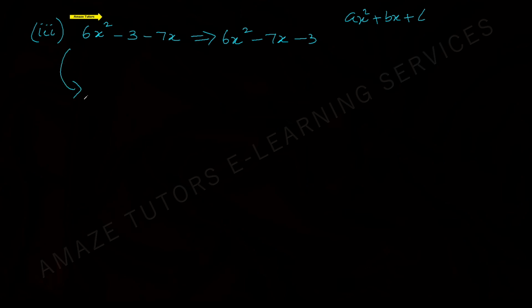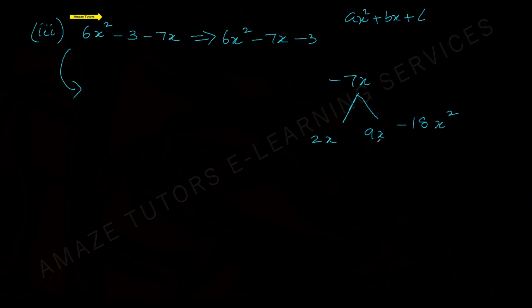Now factorize the given quadratic. Middle term is negative 7x. Find the two terms whose sum is negative 7x and whose product is negative 3 times 6, which is negative 18x squared. Now think about the possibilities. 2 nines are 18, isn't it? 2x and 9x can be used.